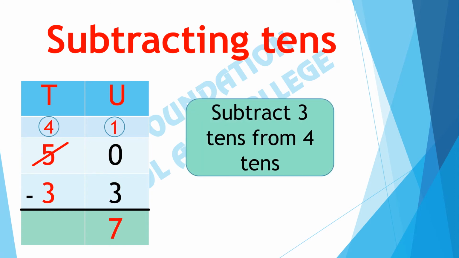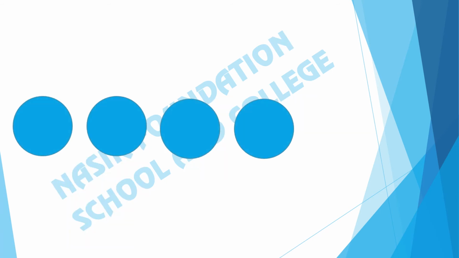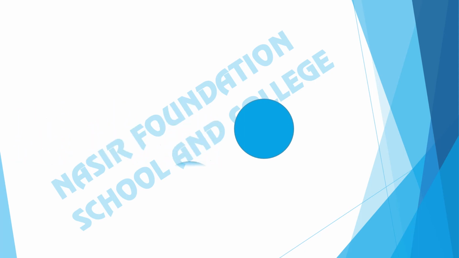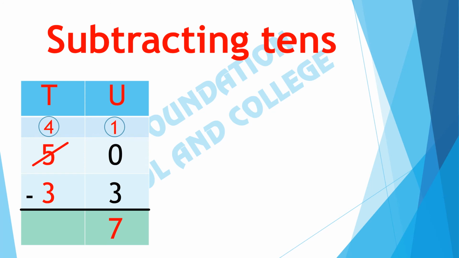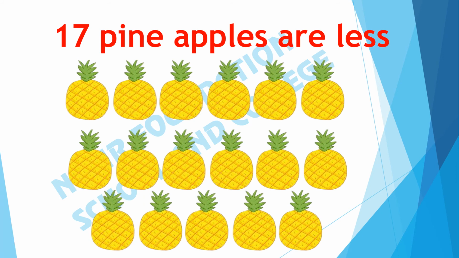Now we will move towards the tens. We can see that we have to subtract 3 tens out of 4 tens. Let's count. 1, 2, 3, 4. Out of 4 we have to subtract 3 tens. 1, 2, 3. We are left here with only 1 ten. So we can say that if we subtract 3 tens out of 4 tens, we get 1 ten. It means 17. We can say that 17 pineapples are less than what the shopkeeper needs.